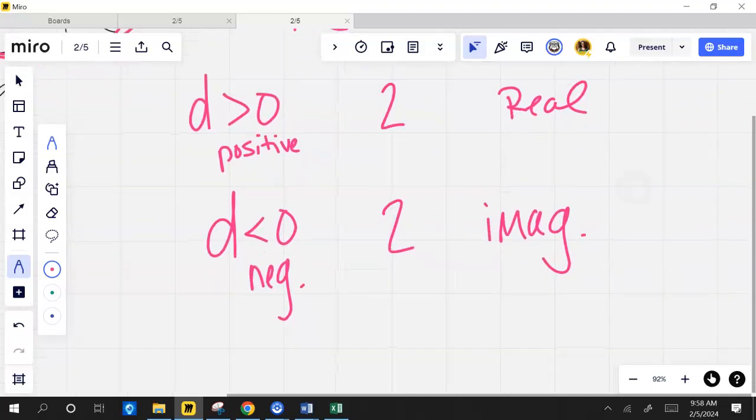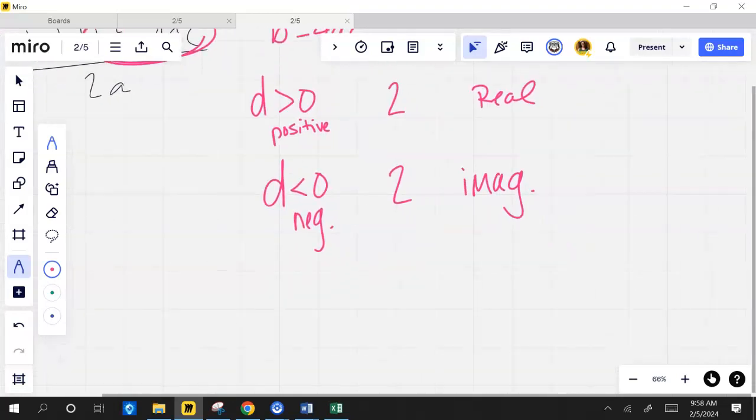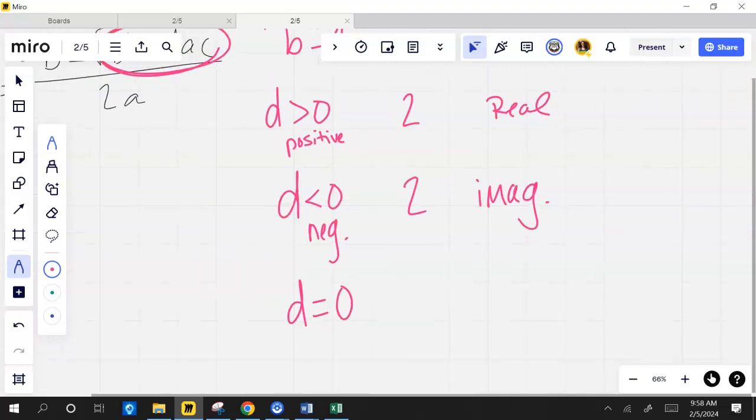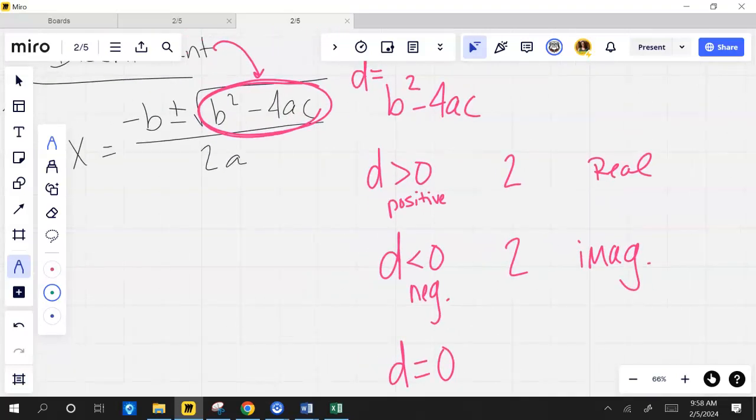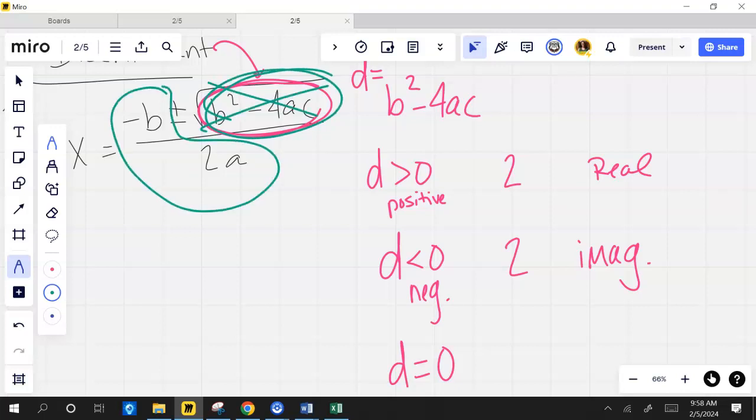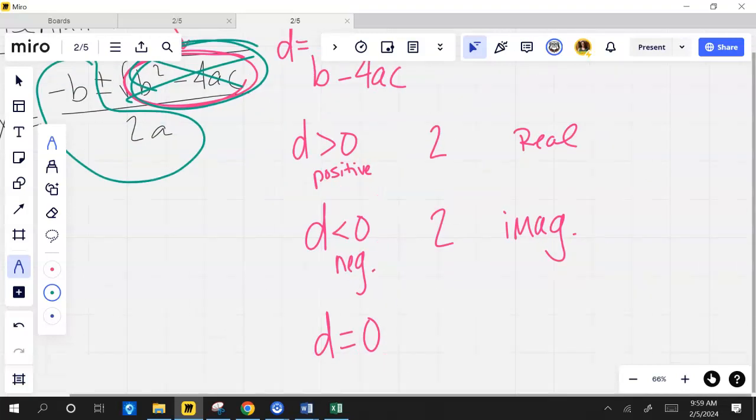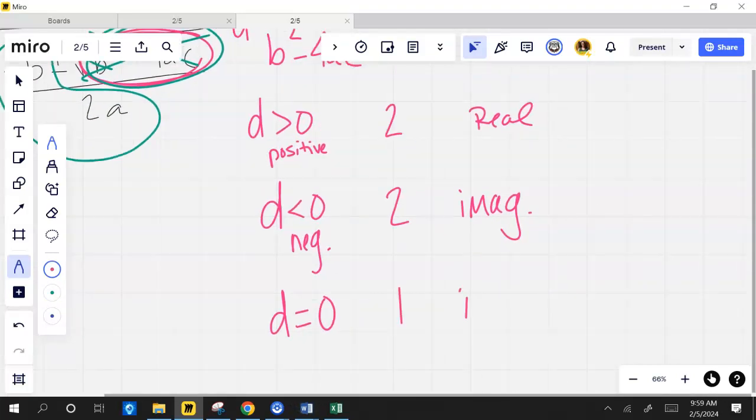Okay. And the only other situation that can happen: I could be positive, I could be negative, or I could actually be 0. And if I'm 0, if you think about this whole quadratic formula, if that whole radical part is 0, then it's gone. I just end up with this, which would just be 1 answer only. So this is 1 real solution. Yes, yeah. Those first 2 lines are exactly the same.